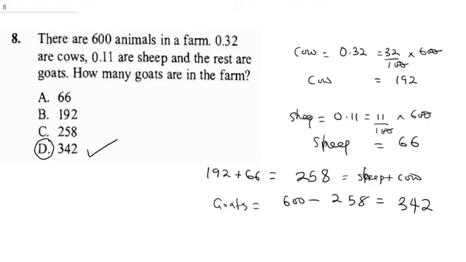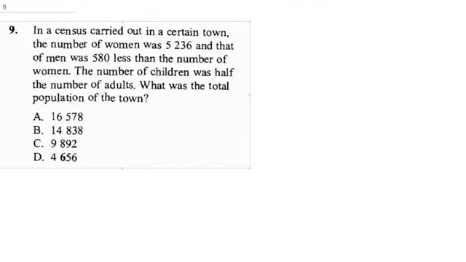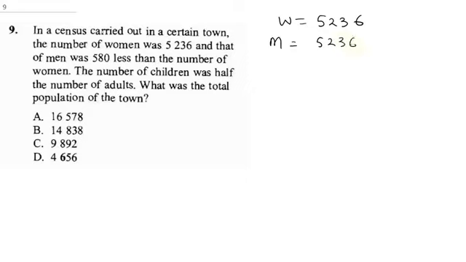Okay, so that takes us to question 9. It says, in a census carried out in a certain town, the number of women was 5236, and that of men was 580 less than the number of women. The number of children was half the number of adults. What was the total population of the town? Now, notice that it says women, it's 5236. Then it says men, it's 580 less than the number of women. That's men will be 5236 minus 580.